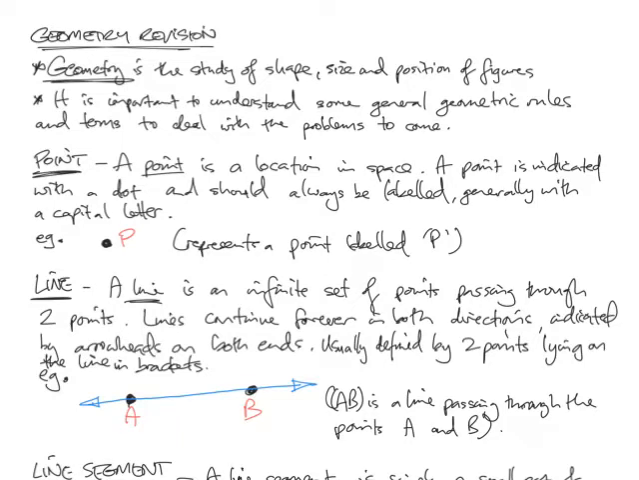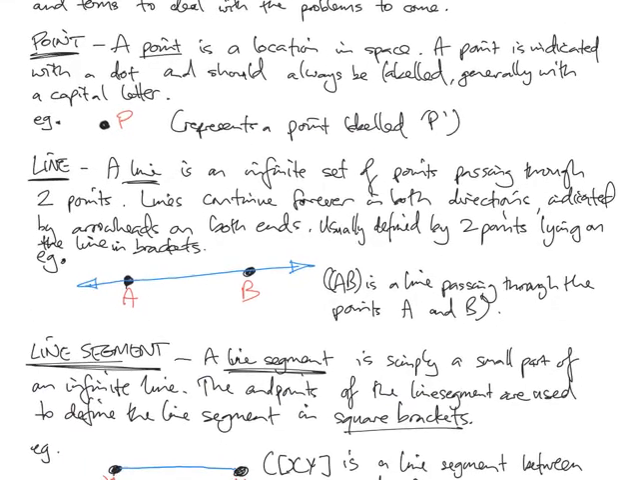So the first term is a point, which is a location in space. We're only dealing with 2D space for now, but you'll be dealing with 3D eventually. A point is indicated with a dot and should always be labelled, generally with a capital letter. For example, here, dot, that's the point there, and its label is capital P. So this represents a point, and we've labelled it P.